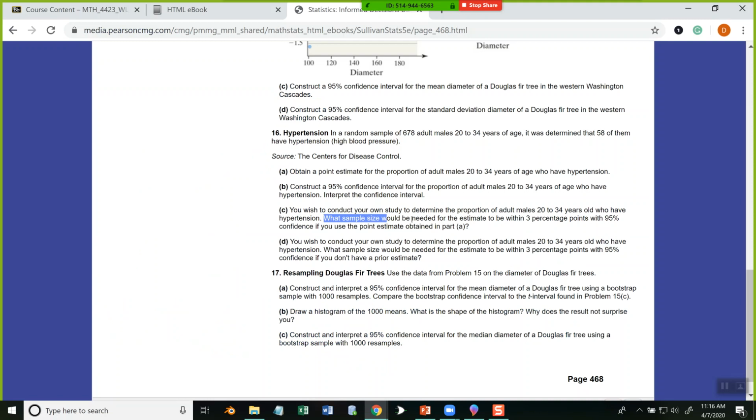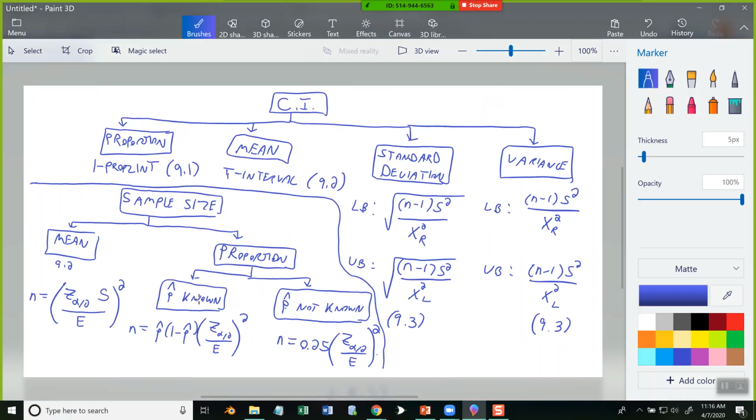What sample size would be needed for the estimate to be within 3 percentage points with 95% confidence if you use the point estimate obtained in Part A? The point estimate is p hat. So that's what you'd find in Part A right here. So in this one, p hat's known, so I'd use this formula.